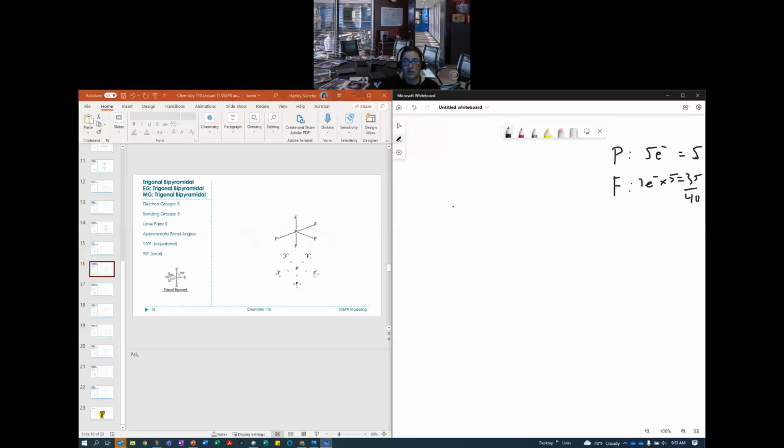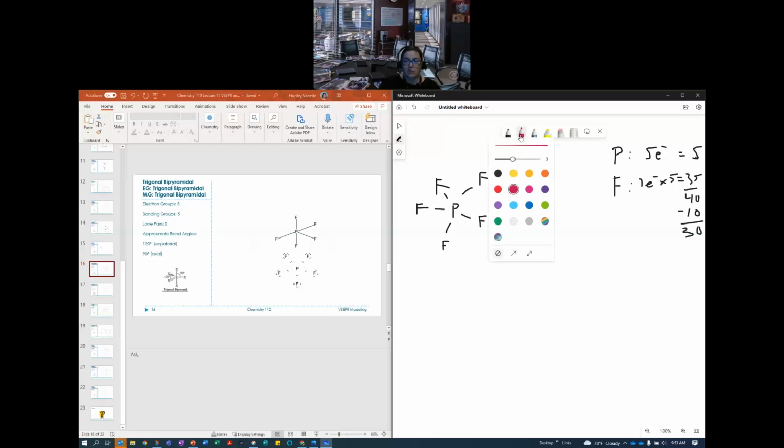I will write my P in the middle because he's written first. I have an F, have an F, have an F, and I have an F. Again, no real rhyme or reason for where I drew them. Draw one bond between each P and the F. So 2, 4, 6, 8, 10 electrons taken up there from those bonds. That leaves me with 30 that I need to distribute.